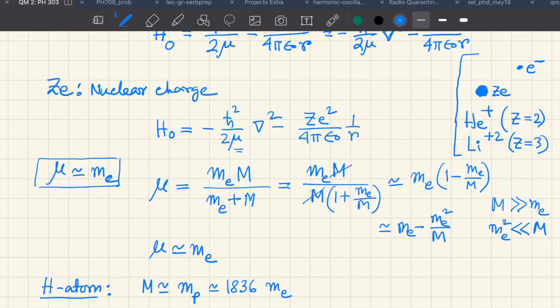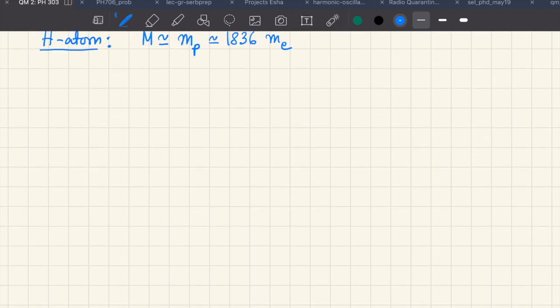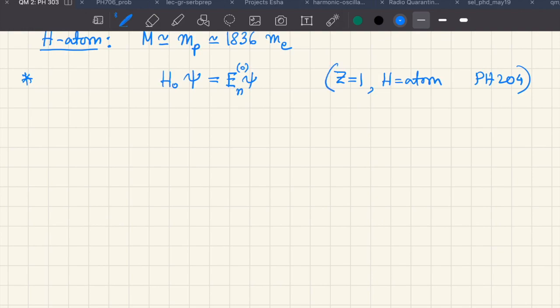Now the Schrodinger equation for the eigenvalue problem that we want to look at here is basically H naught psi is equal to E n naught psi. So this is the problem that you have already solved in PH 204, your quantum mechanics 1 course, at least for Z equal to 1, that is for hydrogen. So Z equal to 1 is the hydrogen atom you have done in PH 204. Okay, so that is the assumption.